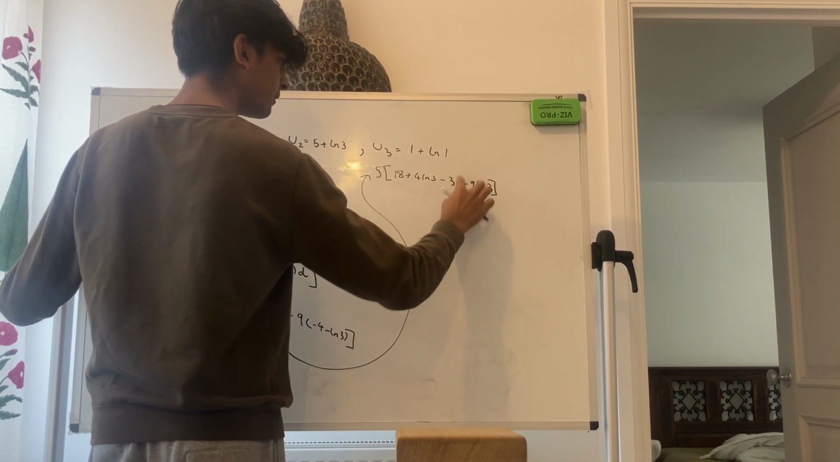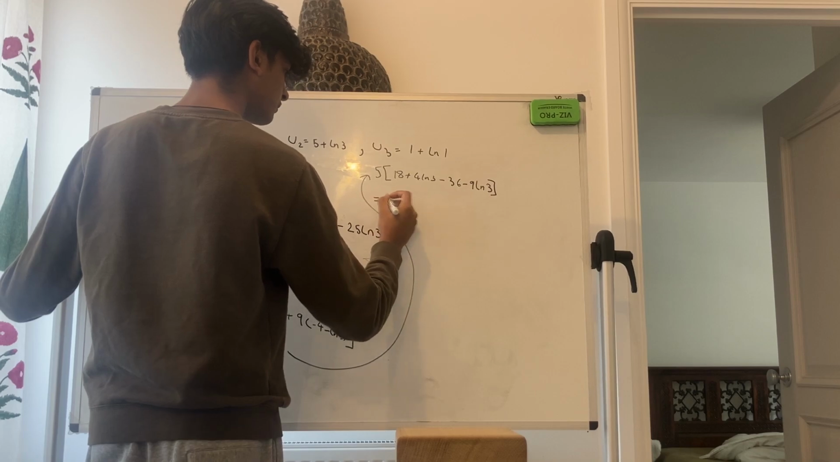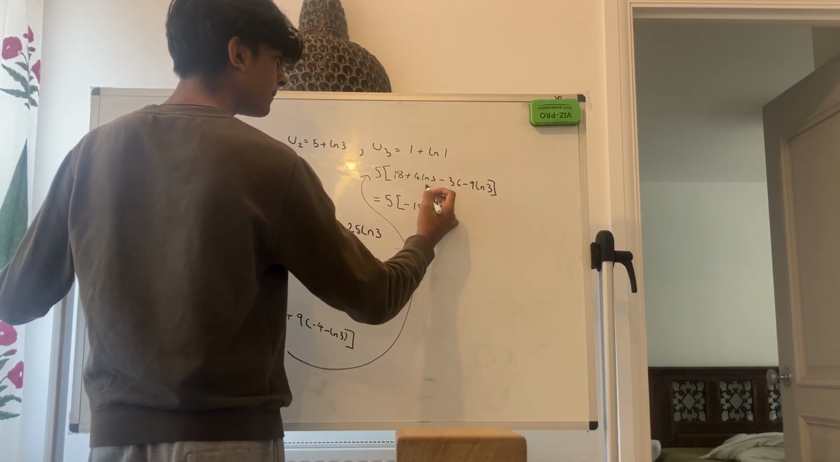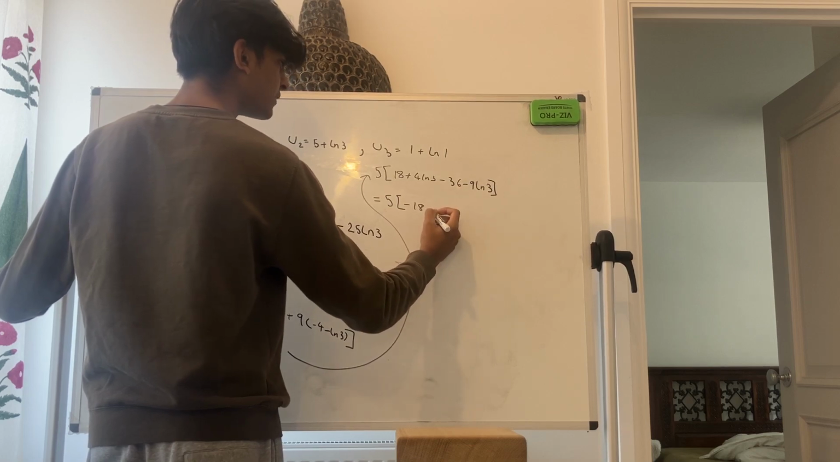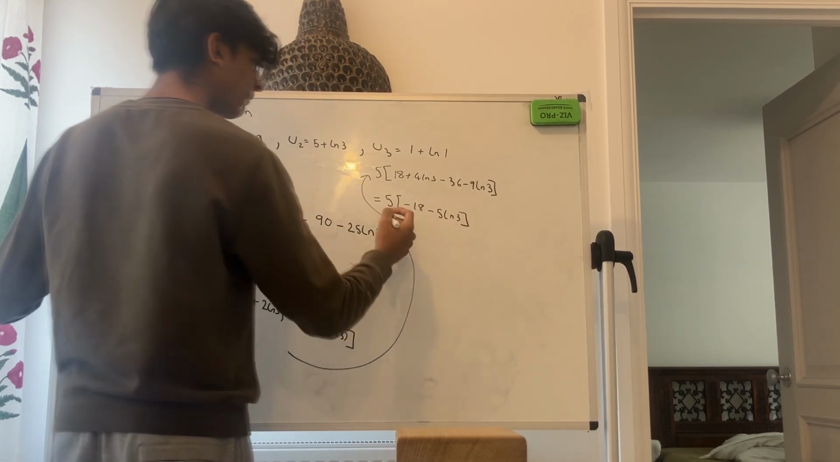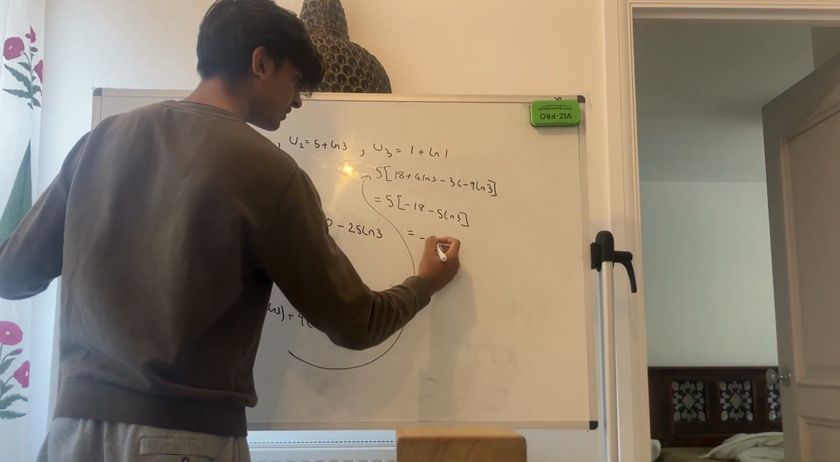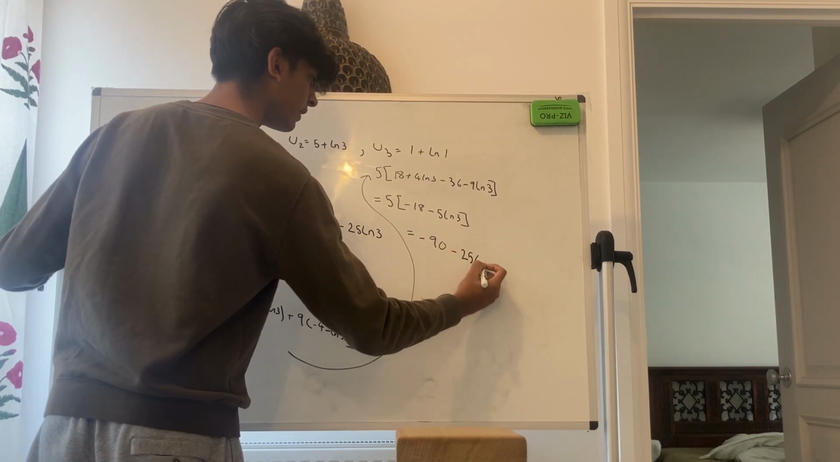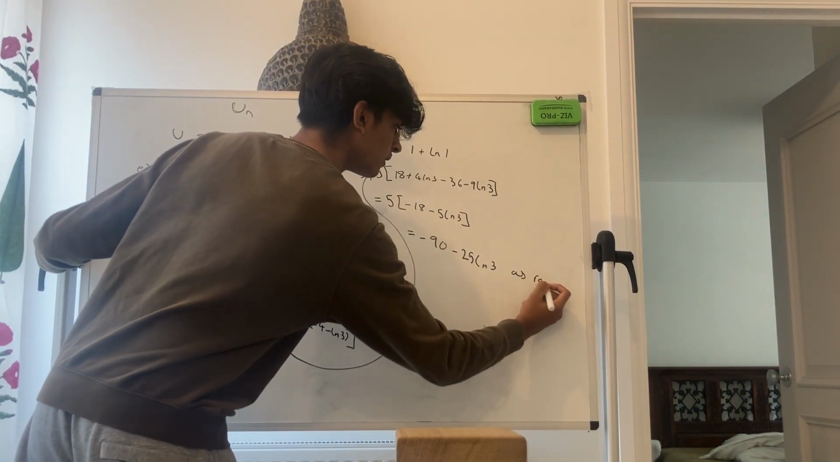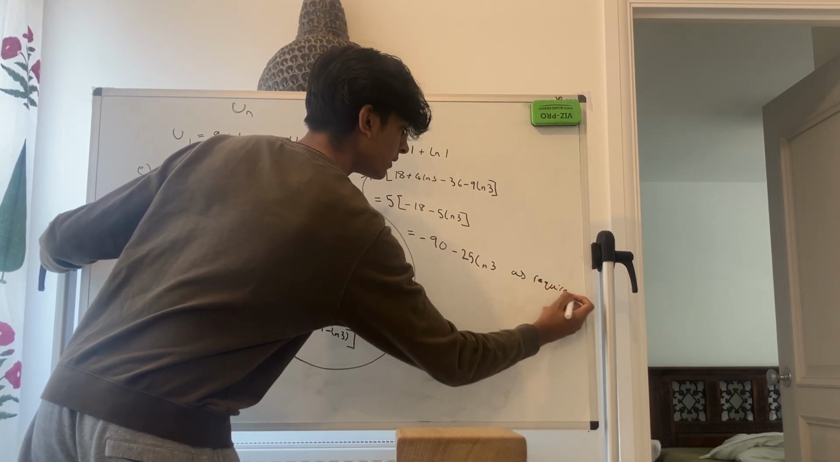That's equal to 5 times 18 minus 36, which is minus 18, and 4 ln 3 minus 9 ln 3 is minus 5 ln 3. Multiplying by 5, we get minus 90 minus 25 ln 3, which exactly matches this. So that is what we wanted.